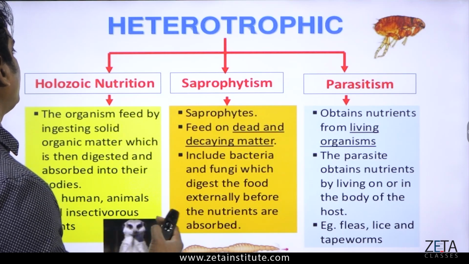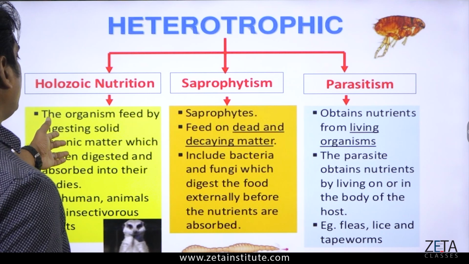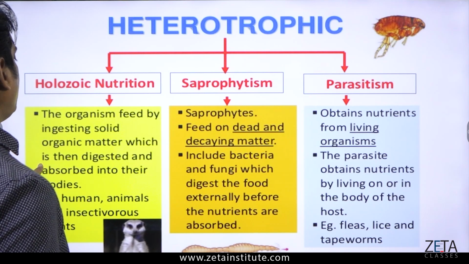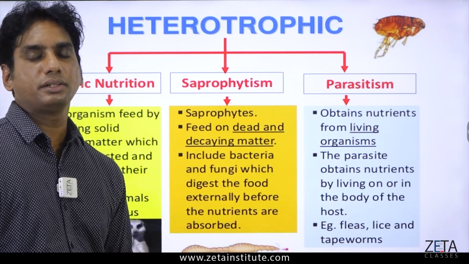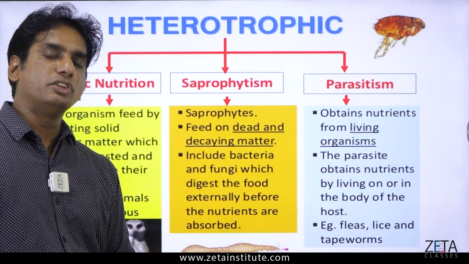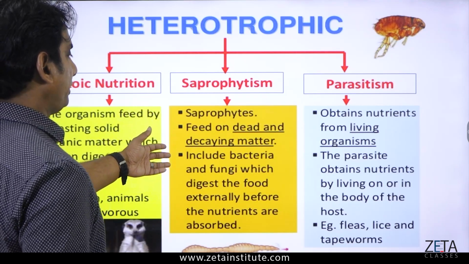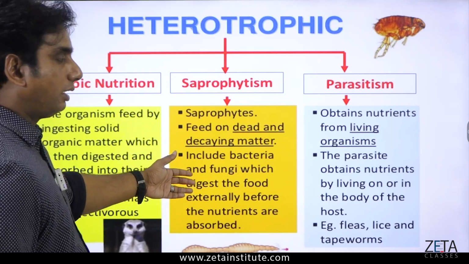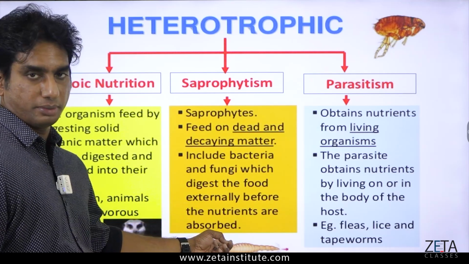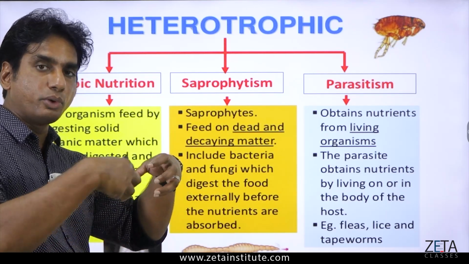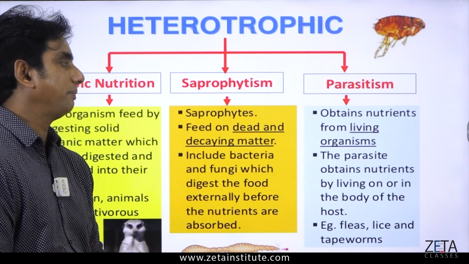That is why we are dividing heterotrophs into 3 types. Holozoic means feeding by ingesting solid materials, which are then digested and absorbed. All the higher animals do that, isn't it? We feed, it is swallowed, it is digested. That's how we get the energy. Saprophytes feed on dead and decaying matter. They include bacteria and fungi, which digest food externally before the nutrients are absorbed. That means they produce some enzymes onto the organic matter to digest it, and then it is ingested.